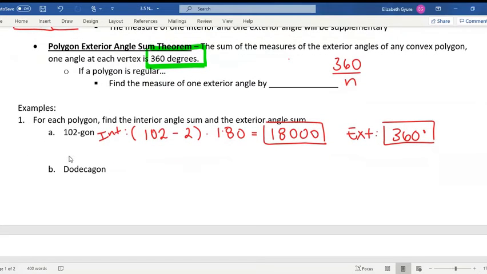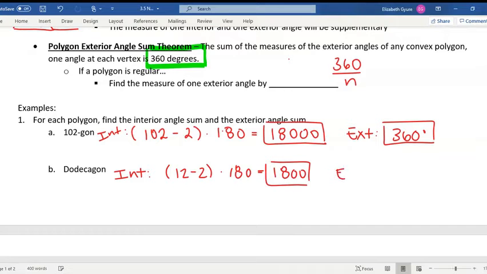Then for a dodecagon, that's a 12-sided shape. So for your interior angles, you would do 12 minus 2 times 180, which is 10 times 180, which is 1800. And then for your exterior angles, that's again always 360.